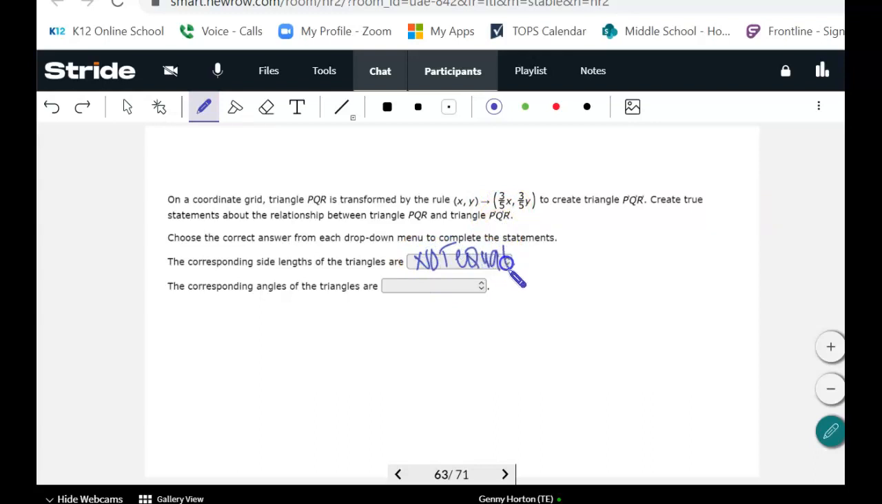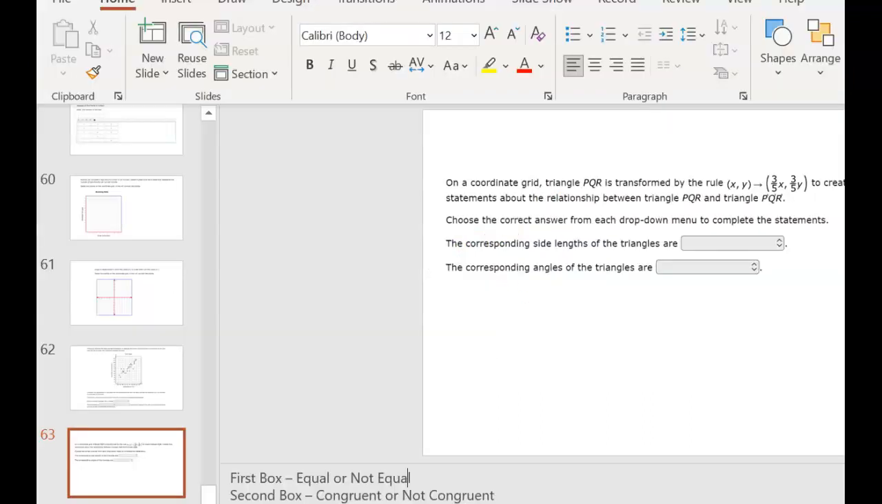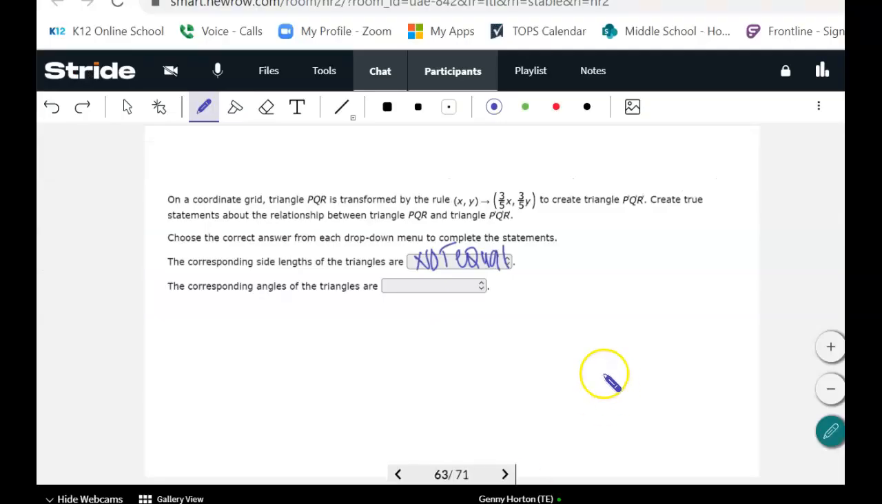And then in the next pull down, the choices are congruent or not congruent. So it says the corresponding angles of the triangles are congruent. They do, the angles will not change size.